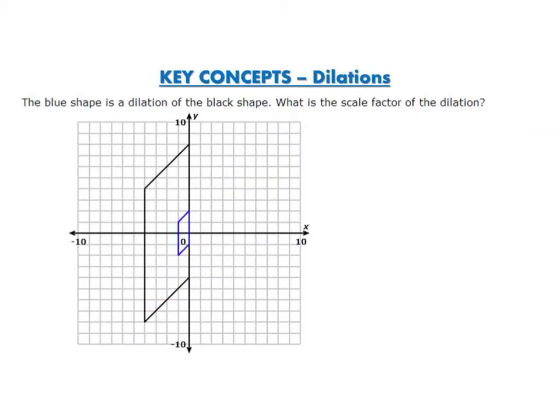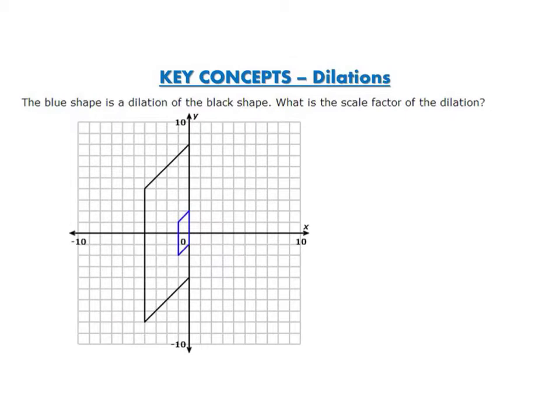In the third assignment, you're going to be asked questions like, they'll say the blue shape is a dilation of the black shape. Is it an enlargement or a reduction? Well, of course, the blue shape is a reduction. If it was saying the black shape is an enlargement, then they're also going to say something like, what do you see here? The blue shape is a dilation of the black shape. What is the scale factor of the dilation?